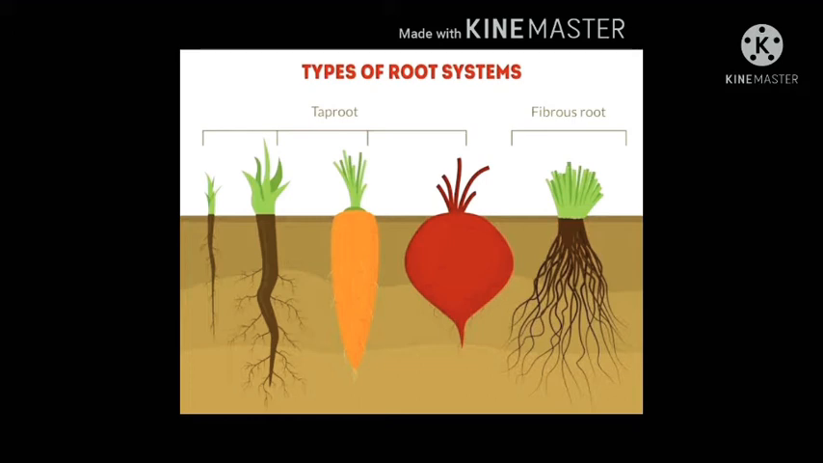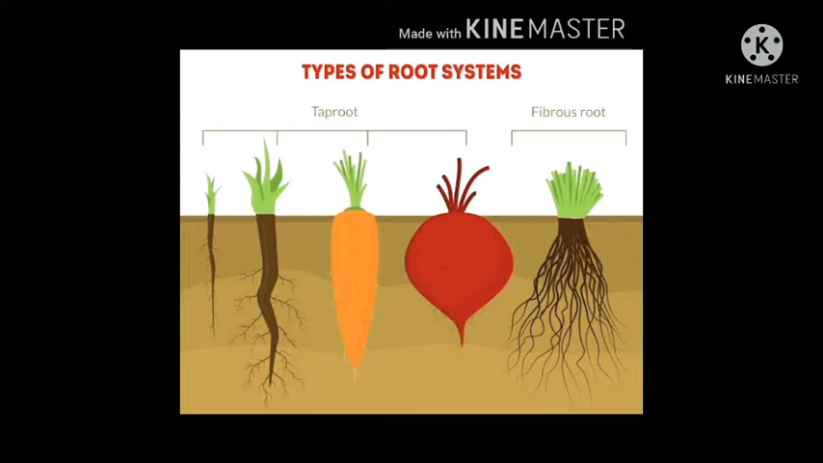Now comes the fibrous root. Fibrous roots are in a cluster. They are a cluster of fine roots. It means they do not have a main root. These roots are called fibrous roots and they do not go as deep down as the taproot does. Examples of such roots are rice, wheat, bamboo, etc.